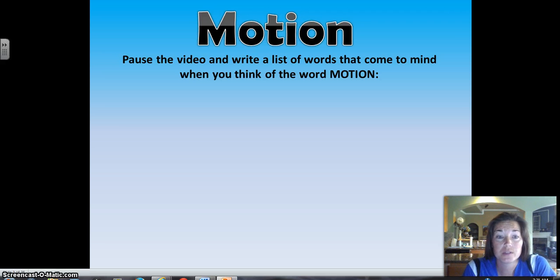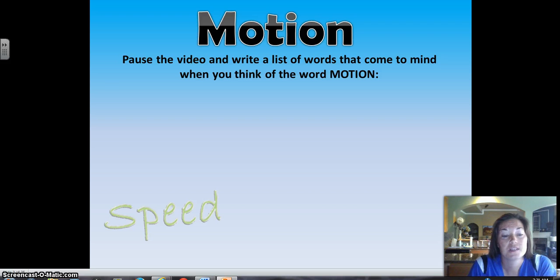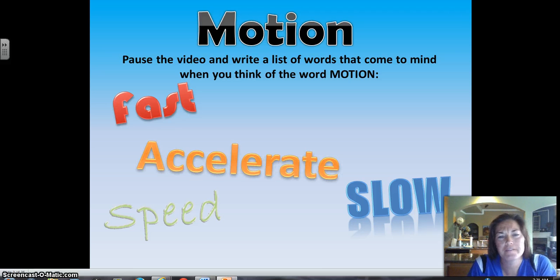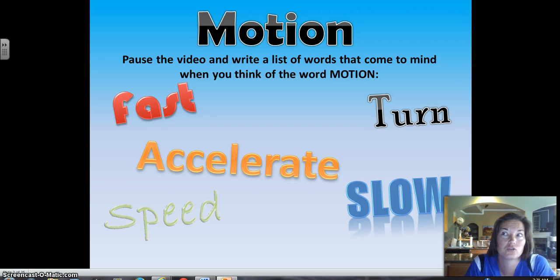I'm not sure about the words that came to mind when you thought about the word motion, but some of the words that I thought about were speed, like going fast, and going slow. I also thought of accelerate, as well as turn, motion that's turning. And since we just finished discussing energy, I also thought of kinetic energy, which is the energy of motion. So hopefully your list has a few, if not all of these words, and go ahead and add these words to your list.